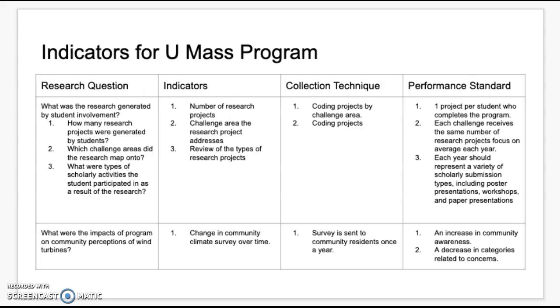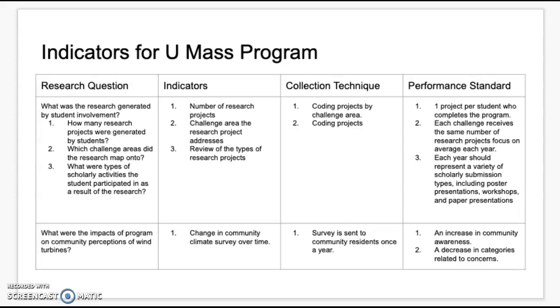If we look at our UMass Amherst Research and Undergraduate Education program, we have already determined what our research questions, indicators, and collection techniques will be. So now our group has established performance standards. For our first set of research questions, our performance standards are going to focus on the ratio of research projects to students. Our standard is for a 1-to-1 ratio.